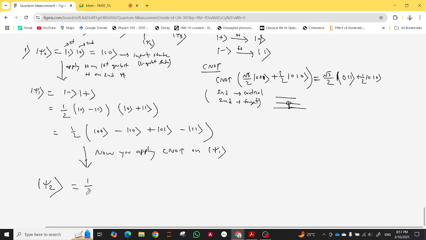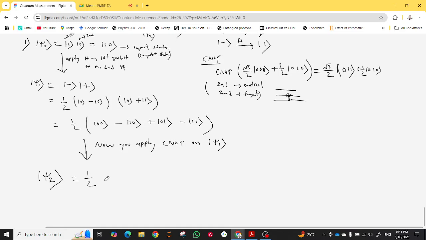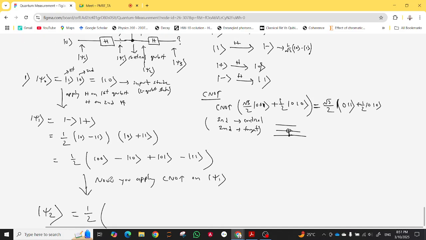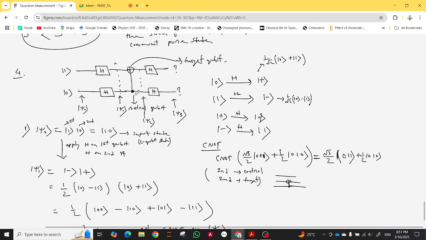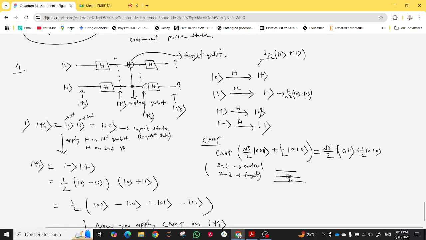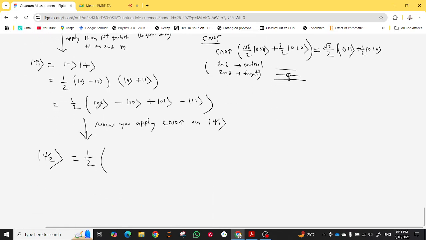Now you are applying C0. So let's apply C0. Now for C0, you see your control is the second qubit, right? Second qubit is your control qubit, and the first is the target qubit. So the second one is your control and the first one is your target. Second one is 0 here.